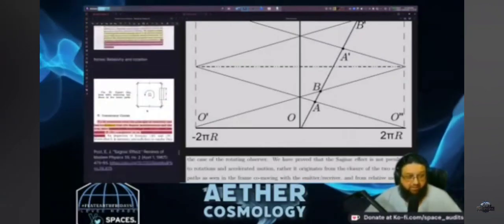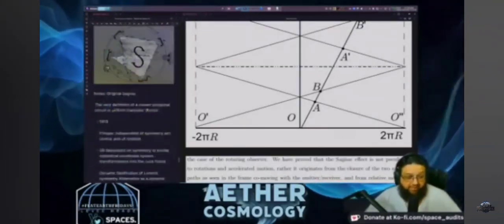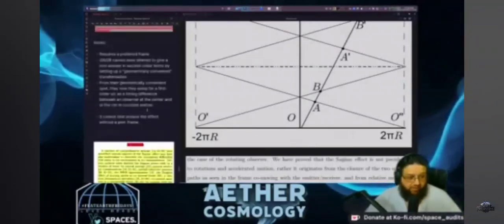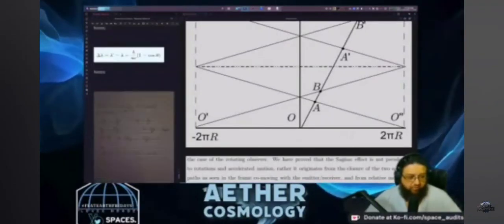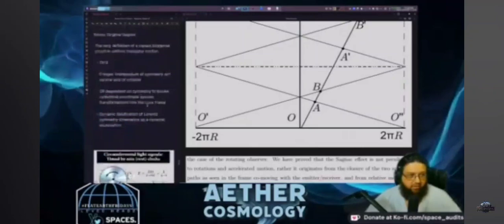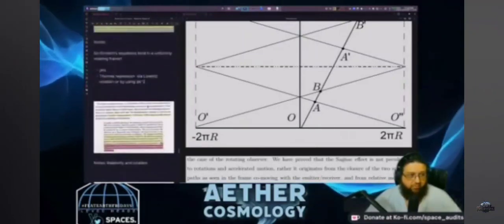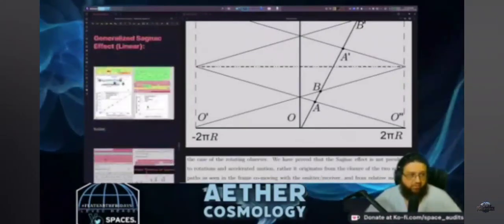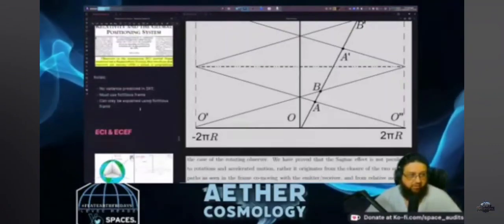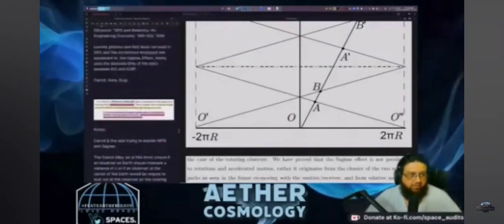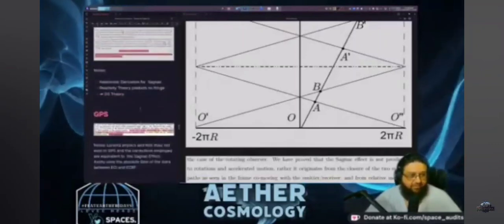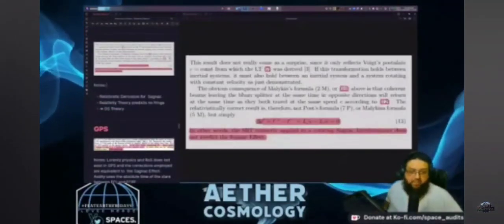Now, when you get into the derivations for the Sagnac effect as a relativist, you will find, nope. We're getting close. You feel it? I do. All right, one second. Right here.